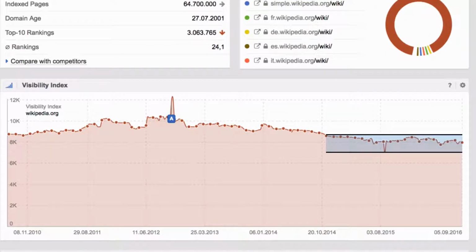The different country-specific versions for the Wikipedia are good examples of this. Here we have a domain that is on a nearly constant sideways trend at a very high level. In such a case, a sideways trend is a positive sign, as the market leadership is successfully being defended. The chance of gaining more visibility is much lower than the risk of losing visibility by interfering with a working system.